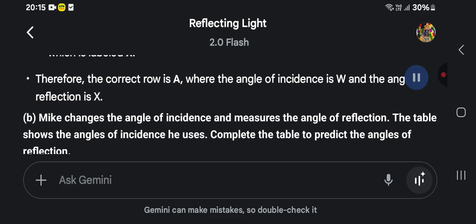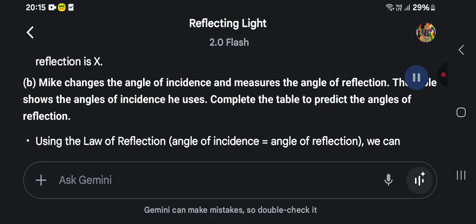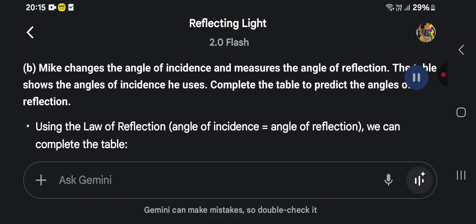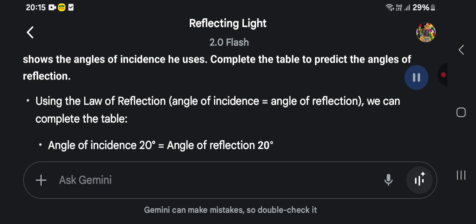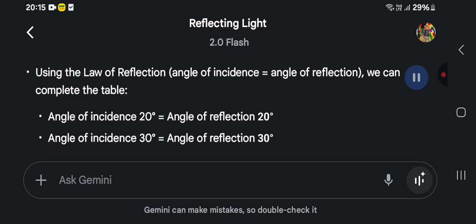B. Mike changes the angle of incidence and measures the angle of reflection. The table shows the angles of incidence he uses. Complete the table to predict the angles of reflection. Using the law of reflection, angle of incidence equals angle of reflection, we can complete the table.